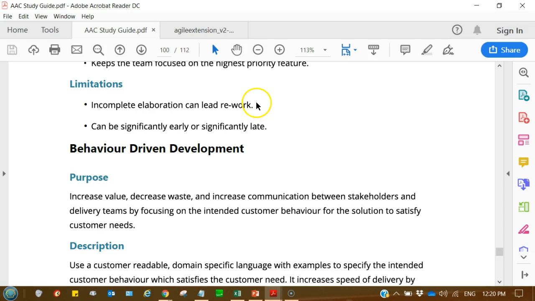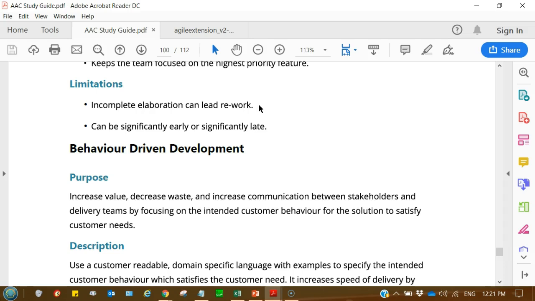Limitations. I'm not sure that I see this as a limitation, but obviously, if we haven't done all of the work, we'll have to do the work again. If we assume that we've done elaboration and haven't confirmed that we've done all of it, and that we understand the definition of done and we understand the definition of ready, and those are two separate things.